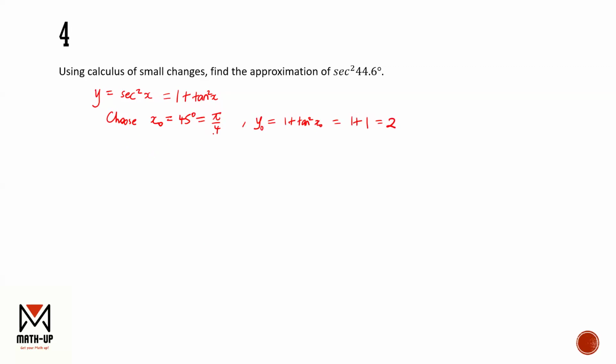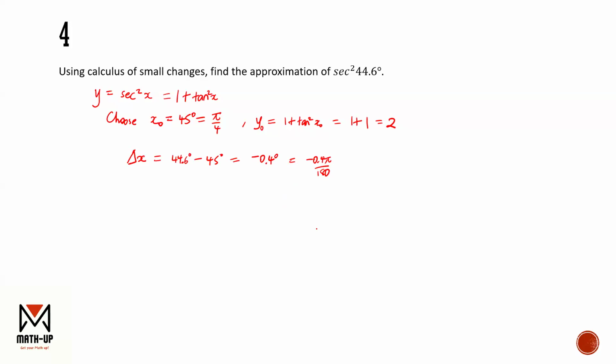Our delta x is the change in x from 45 degrees to 44.6 degrees. So our delta x is going to be 44.6 minus 45. This is in degrees, but of course you can eventually change this to radians. So this is negative 0.4 degrees. When you change it to radians, it's going to be negative 0.4 times pi out of 180.